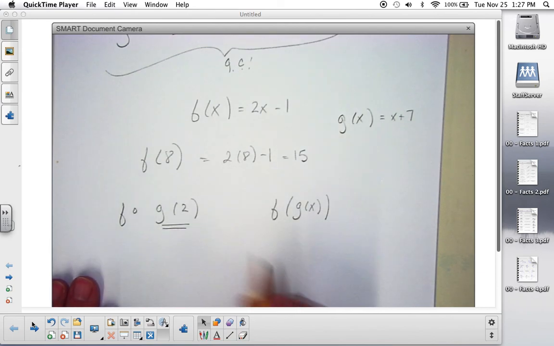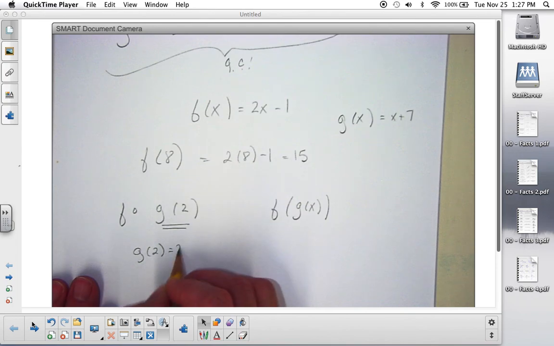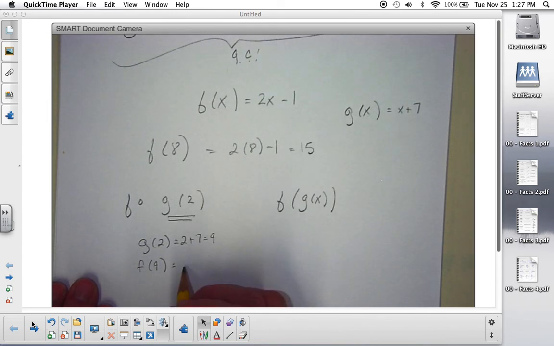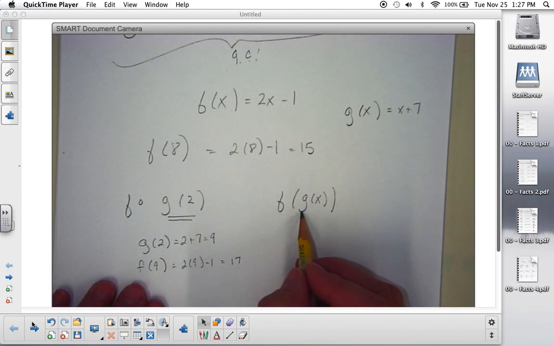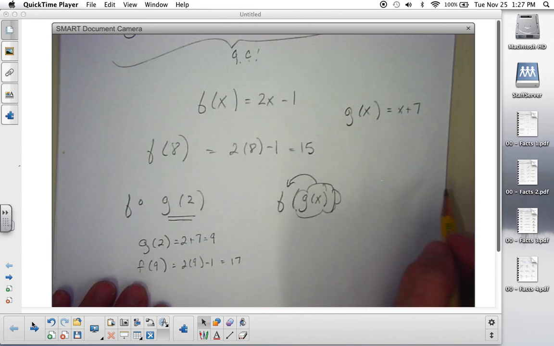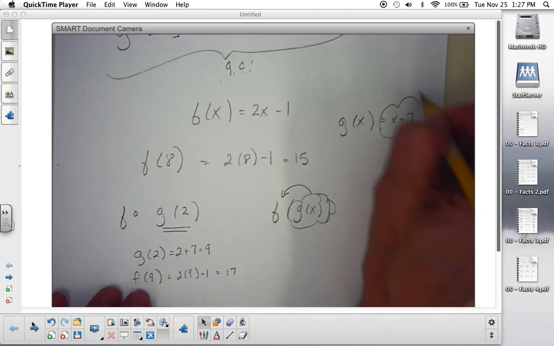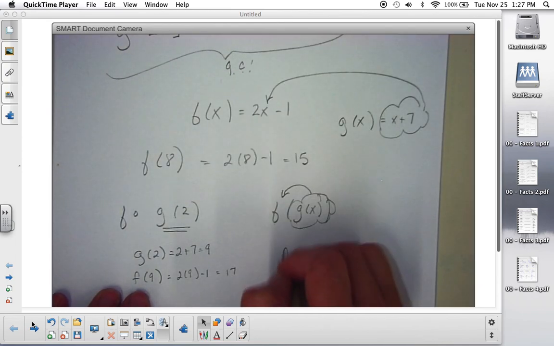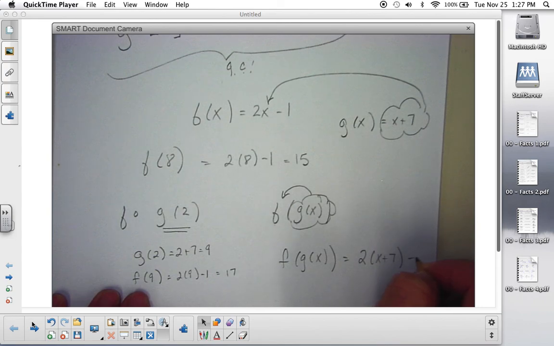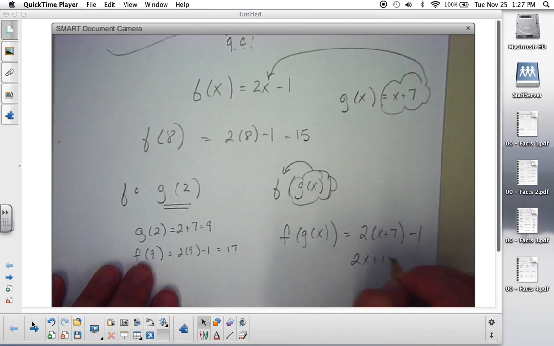You would do g first, so you would do g of 2, which would be 2 plus 7 or 9, and then you would find f of 9. So you'd go to function f and plug in 9. 2 times 9 minus 1, which will be 17. If they ask for f of g of x, I would take this entire thing and plug it into f. So I would take this entire thing and plug it in right there for x. So f of g of x would be 2 times x plus 7 minus 1, or 2x plus 14 minus 1, 2x plus 13. That's composition.